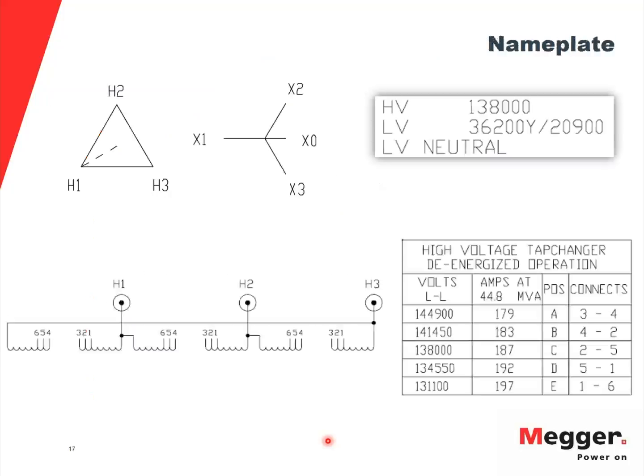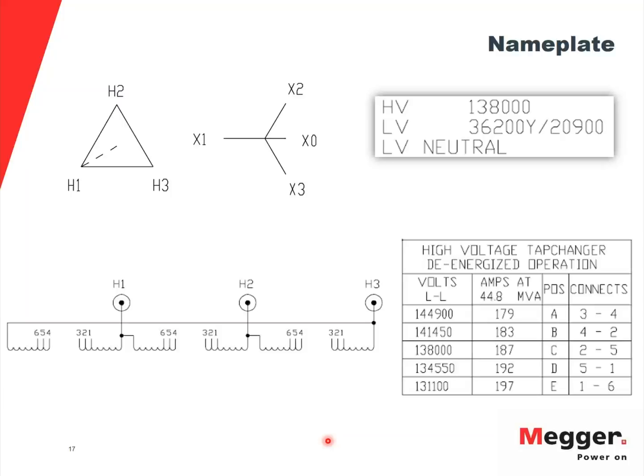When we talk about turns ratio testing, the information that is available on the nameplate is very critical. You need to understand what is on the nameplate, how to input that information in your test instrument so that when you perform the test, you get the result and you're able to analyze the results. So we're going to look a little bit into the nameplate information and make sure that we use that information correctly when performing the turns ratio test.